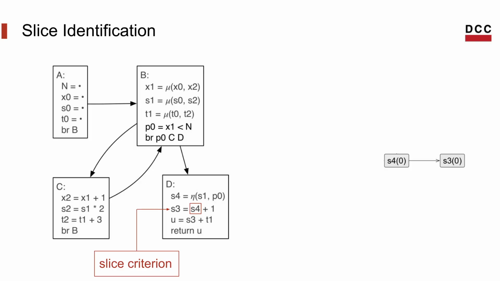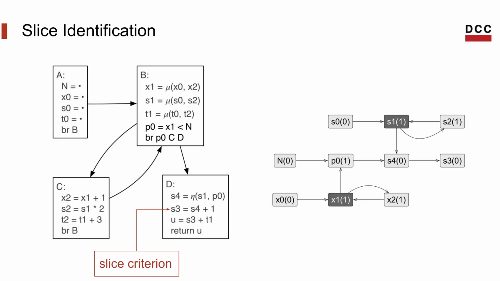So we keep traversing S3 dependencies and we find S4. S4 uses P0 and S1, and we keep iterating like this until we stop. When the stop happens, we have a stop set that is going to be the inputs to the new slice function. In this case, it is S0, X0, and N.